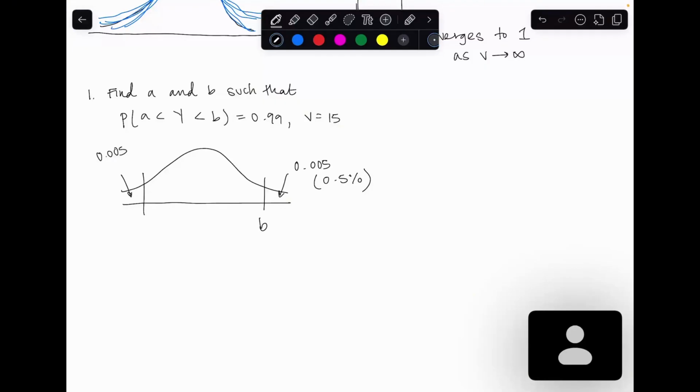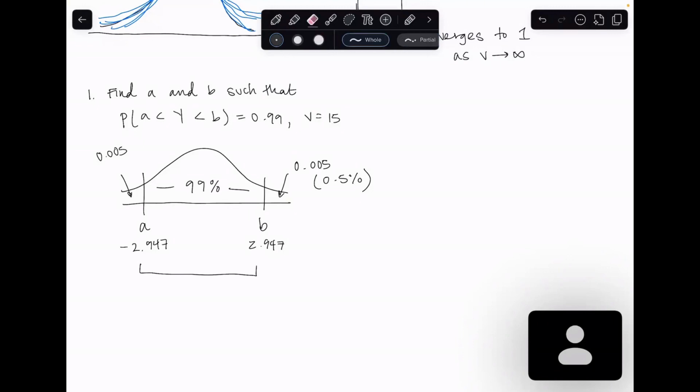So let's scroll down to 15. Looks like it's 2.947. So write 2.947 here. And then A, similarly, we're going to want 0.5% to the left of it, right? And what do we know about the t-distribution is that it's symmetrical, right? So A is just going to be negative 2.947. So that means that this is going to be 99% or 0.99, subtracting off 0.5% and 0.5%. This is our A and our B.